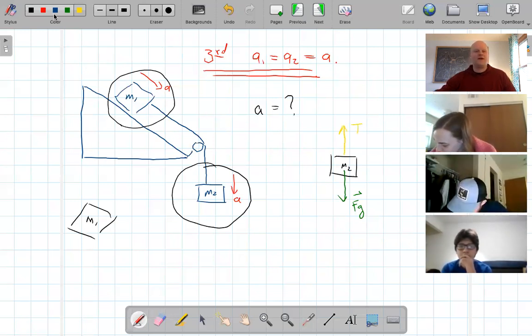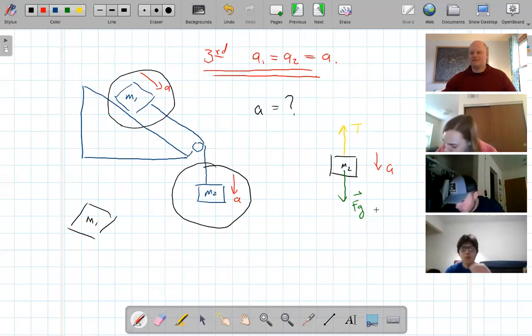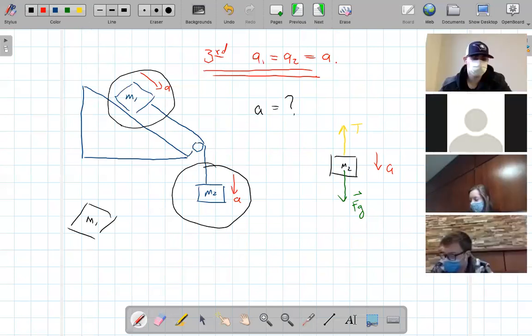Good. We know this guy's going to accelerate downward. So is there any other force acting on M2? What do you think? No, it's not touching the ground, so there's no normal force. There's nothing else we talked about. So these are the only two forces. Good. All right, so M1, who else is here?